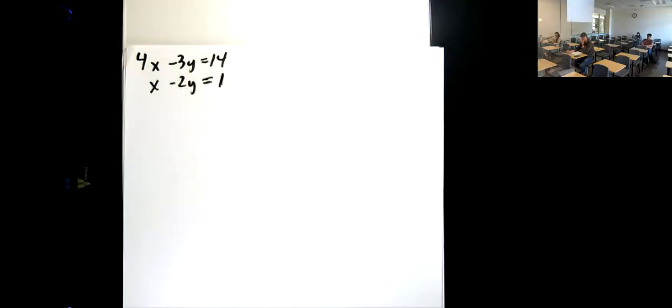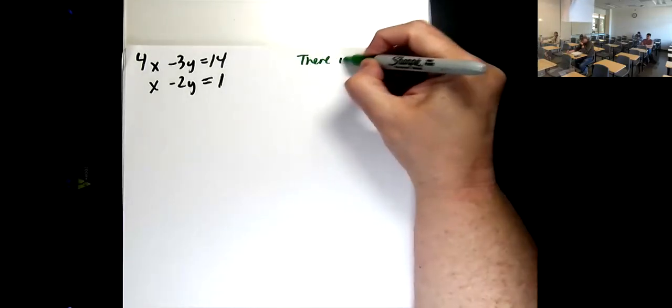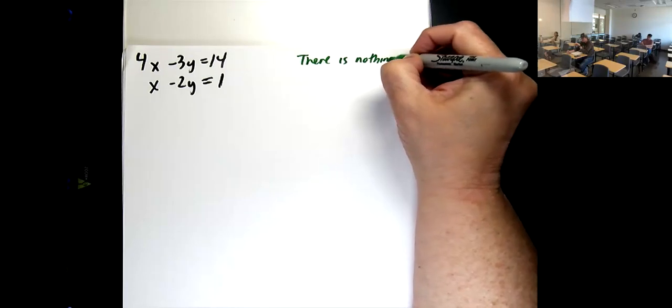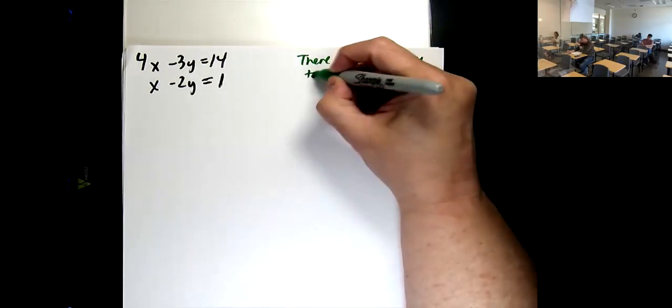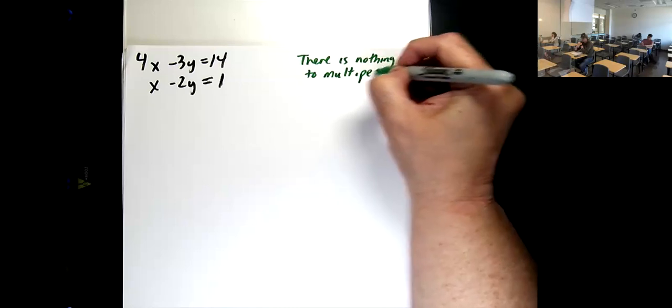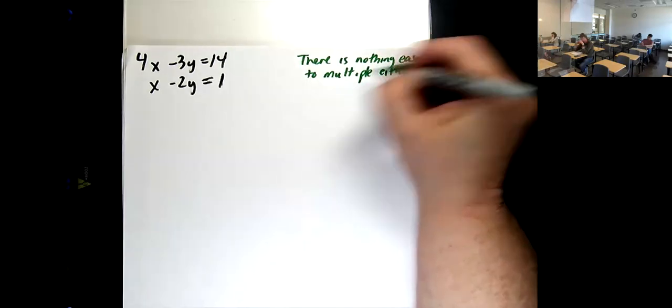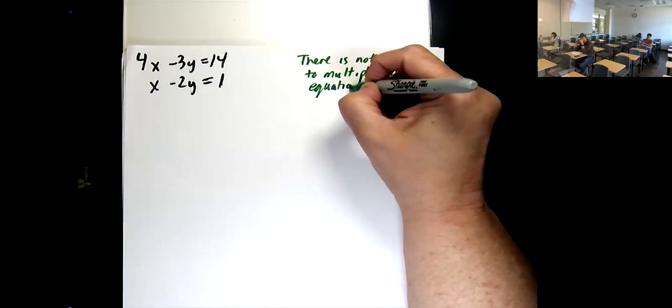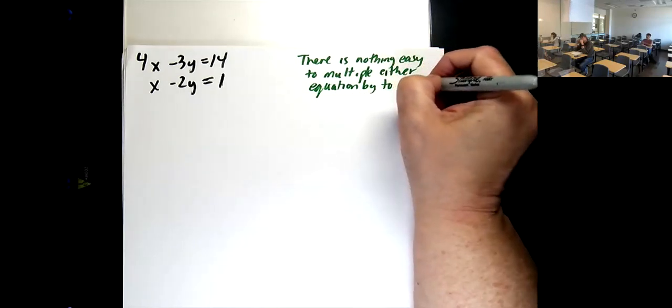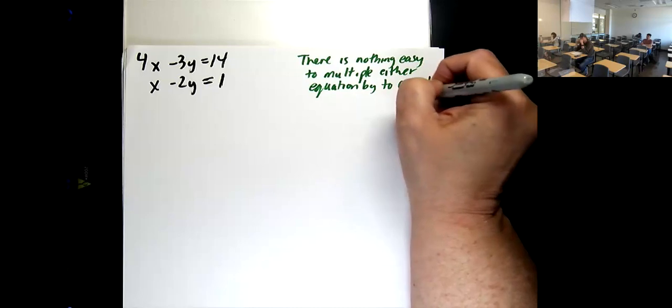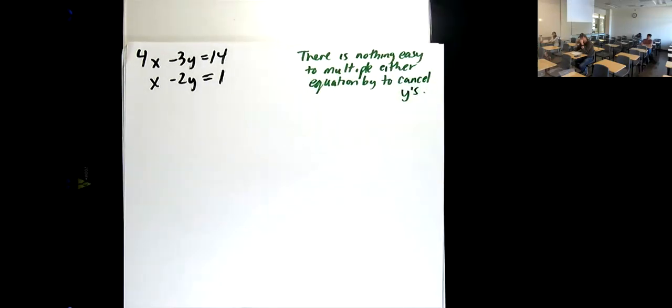There is nothing easy to multiply either equation by to cancel y's. So in reality, you wouldn't do it. But I'll do an equation in a little bit where you kind of have to do it. And I think it's easier to show you the method when we already know what the solution is.